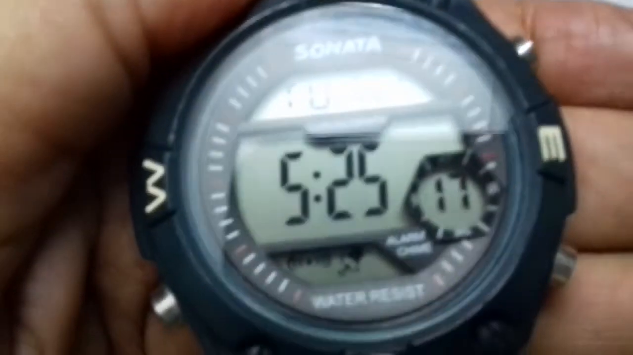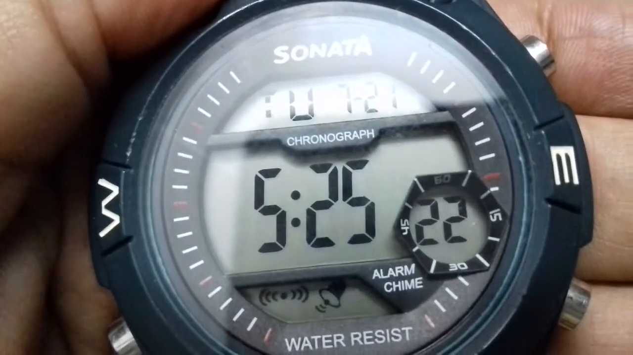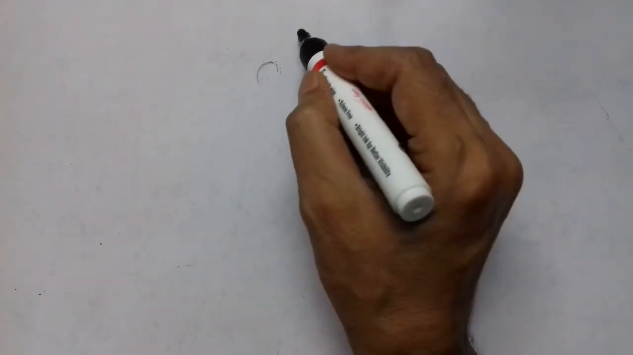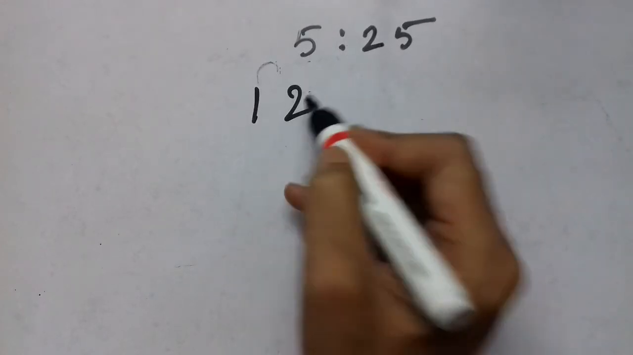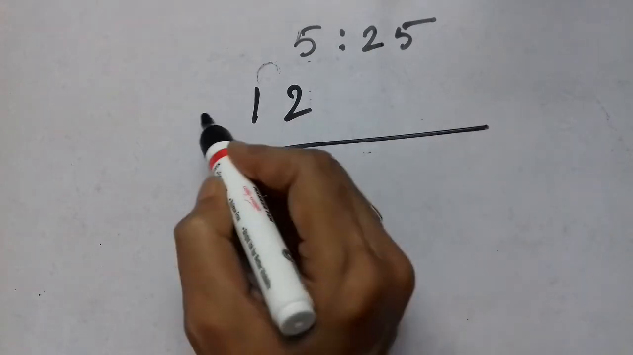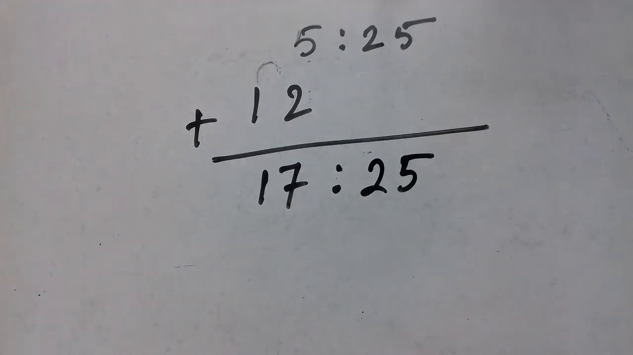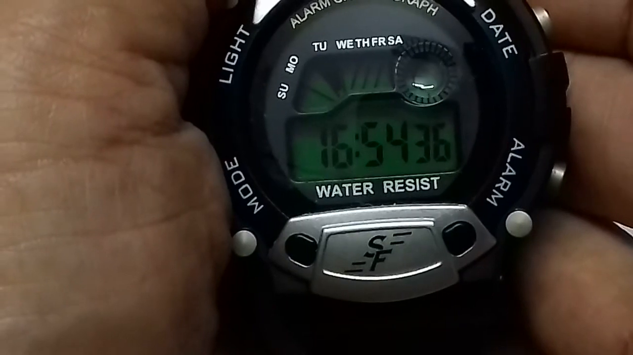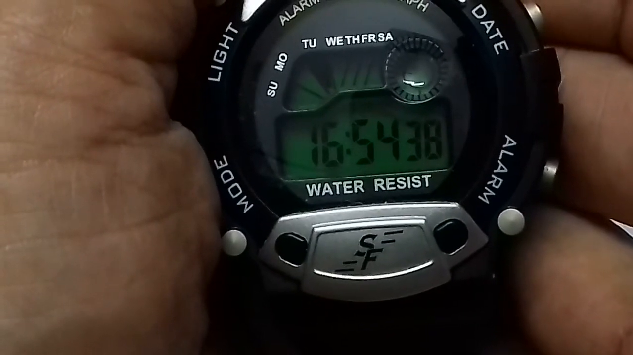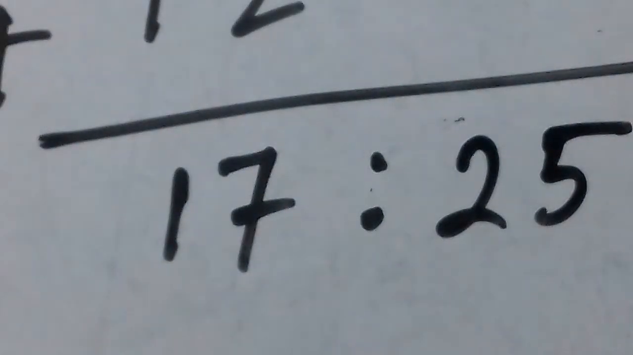But generally the digital clocks are made on the basis of the 24-hour clock system. So instead of showing 5:25, the clock shows a number by adding 12 to it, 17:25. You can see in this watch the time is 16:54. The time is 16:54.